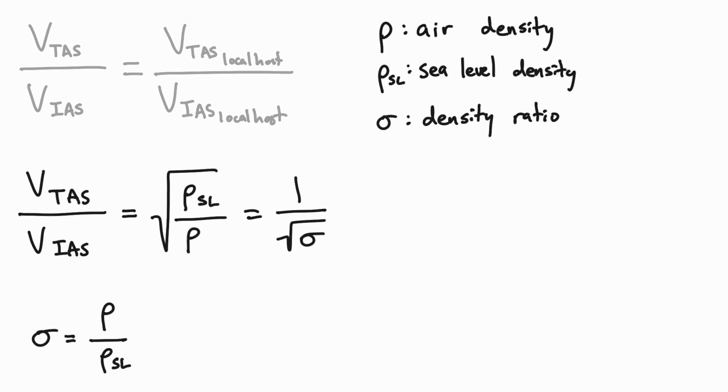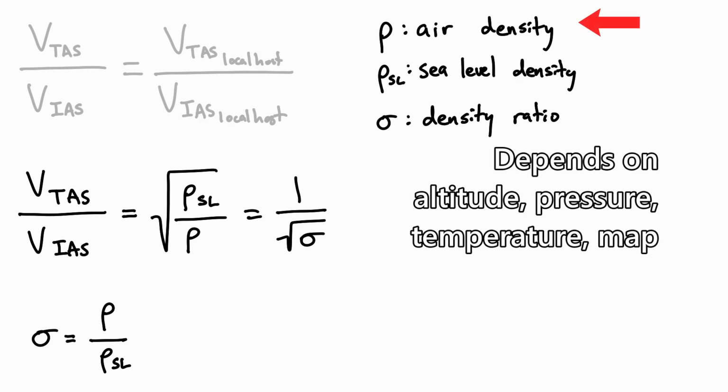A more exact way of calculating true airspeed from indicated airspeed would be to find the air density and calculate how much this affects our airspeed. At sea level, TAS and IAS are basically the same, but the higher you go, the lower the air density becomes, leading to IAS becoming much lower than TAS.